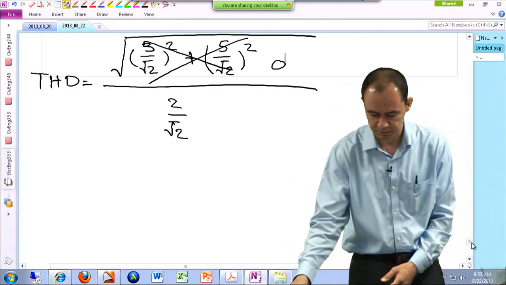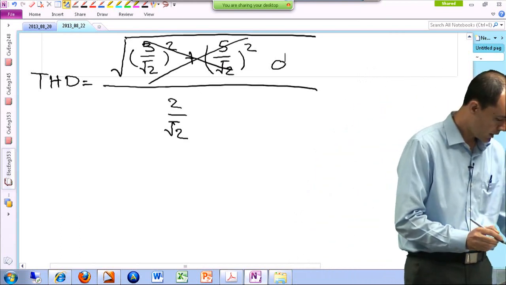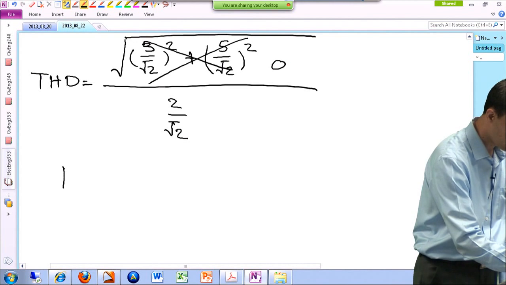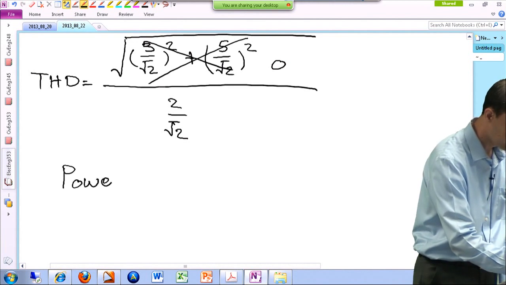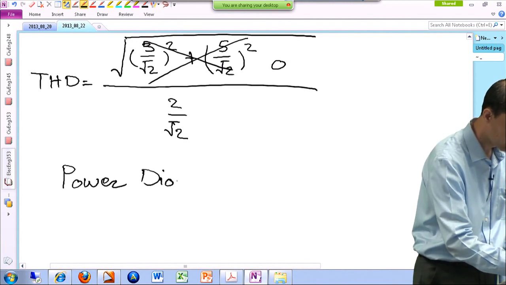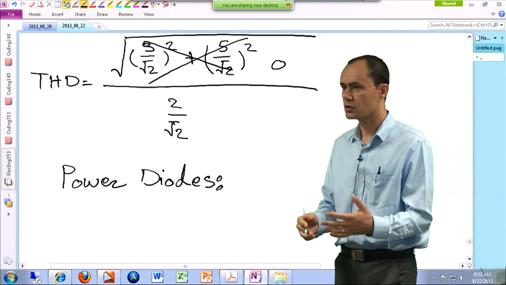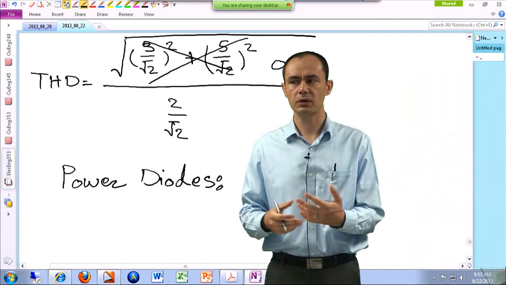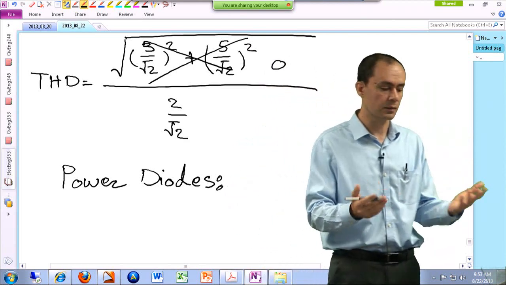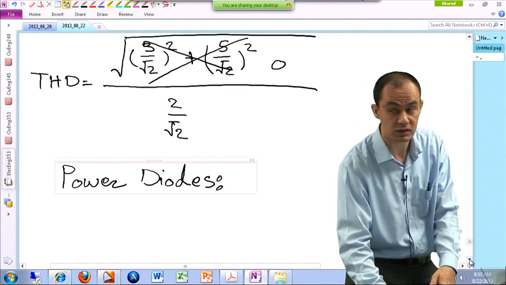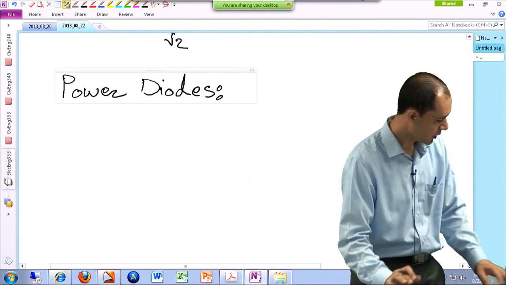So let's say I have a component, or let's talk about power diodes basically. Power diodes and diodes are basically the same. They have the same features. A power diode is just designed to handle a higher amount of current or block a higher amount of voltage. That's the difference. And they are obviously a little bit more expensive.